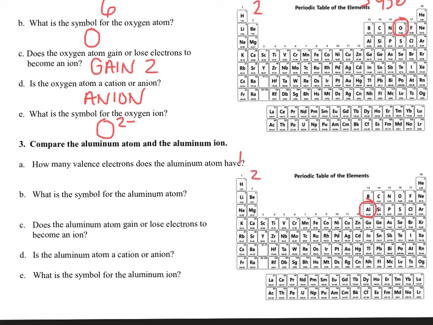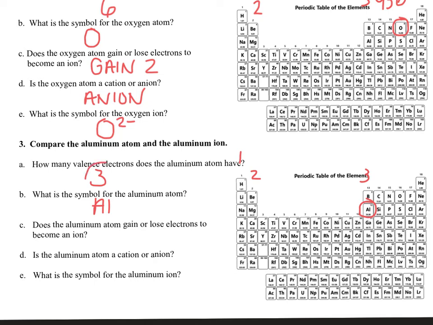Well, the trend is 1, 2, 3. So aluminum's group 13, so it has 3 valence electrons. What is the symbol for the aluminum atom? Well, it's just Al, since there's no charge. It's just its symbol. Does the aluminum atom gain or lose electrons to become an ion?